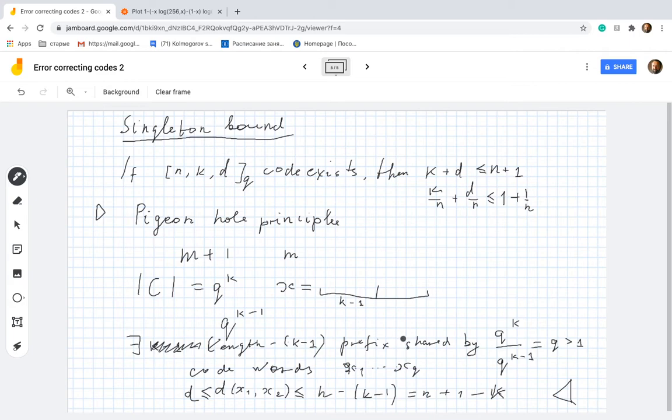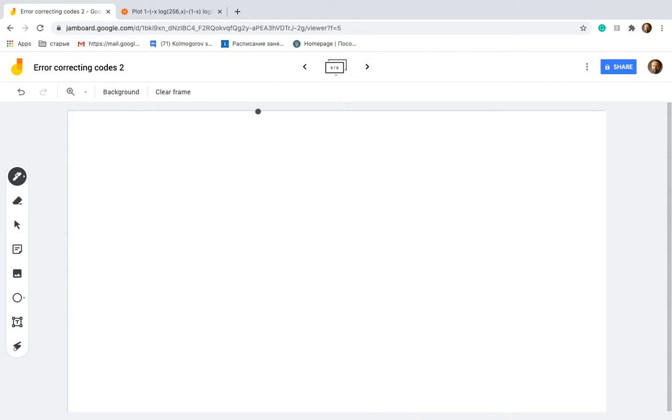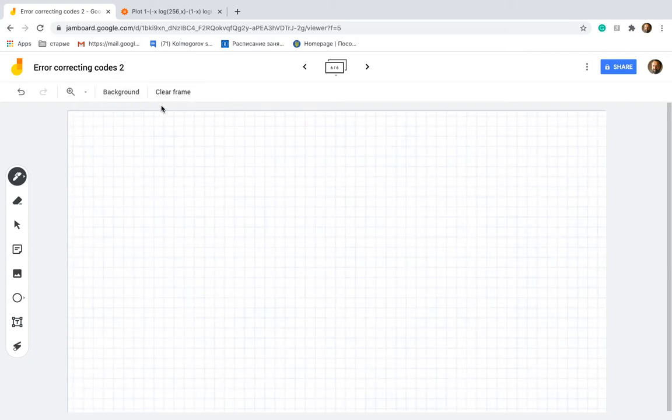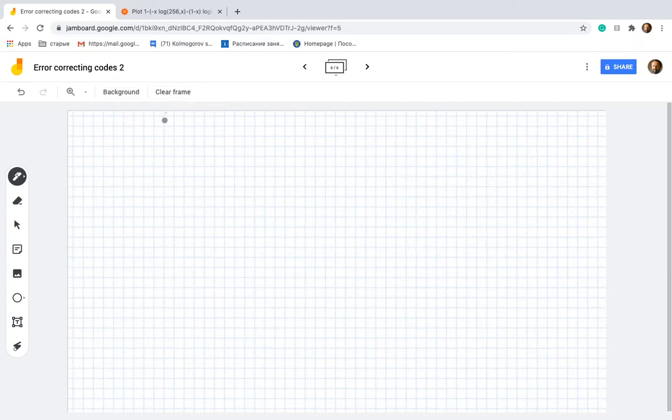And now we will show that actually in the case when q is at least n and is a power of a prime, such a code exists. And these will be, so to say, the perfect codes because they are on the singleton bound, and so neither of their parameters can be improved. They are called Reed-Solomon codes.